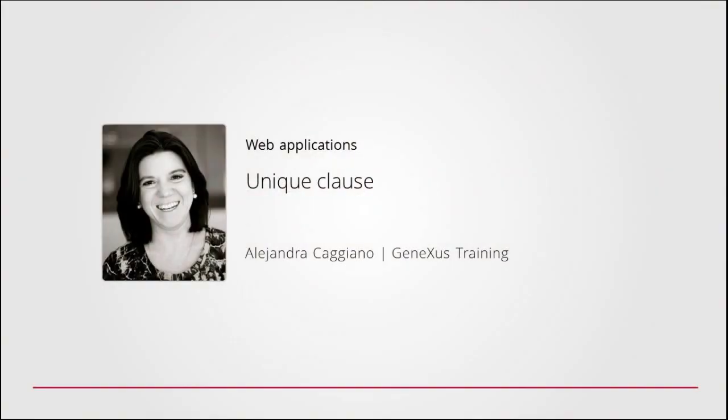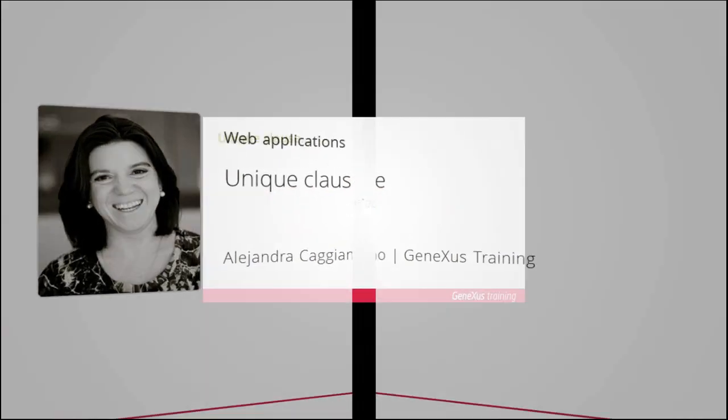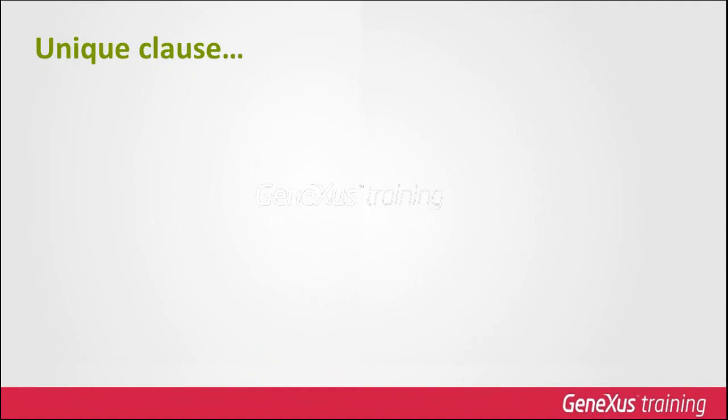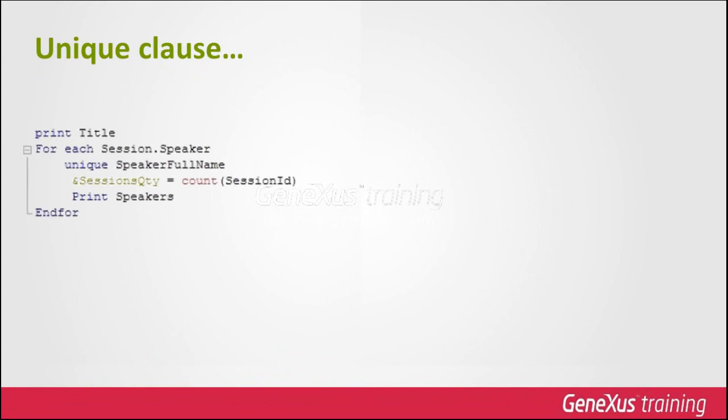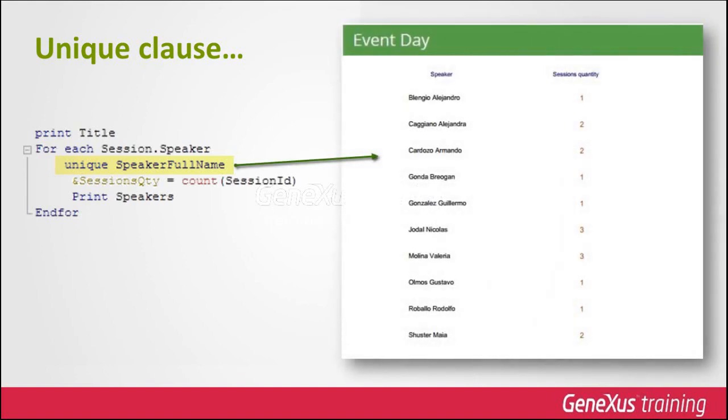Sometimes, we need to define queries that imply that we navigate a certain table. However, when the same attribute has the same value stored for several records, we will need that value to appear only once. The unique clause enables us to mention attributes whose values must not appear duplicated in the query's output. Let's see this topic in practice.